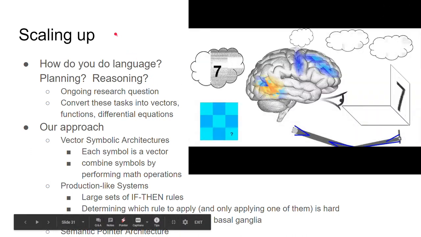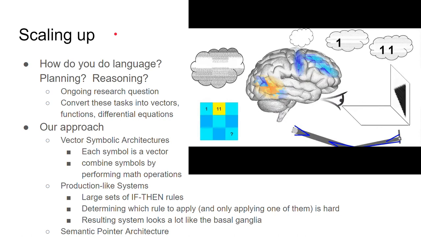But the other aspect of scaling up is more complex systems. So fine, what I just showed before, you can maybe see how you might be able to program some simple stuff. How do you build a neural network that does something like language or planning or reasoning? That's a big part of my own personal research topic, the sorts of things that I research.